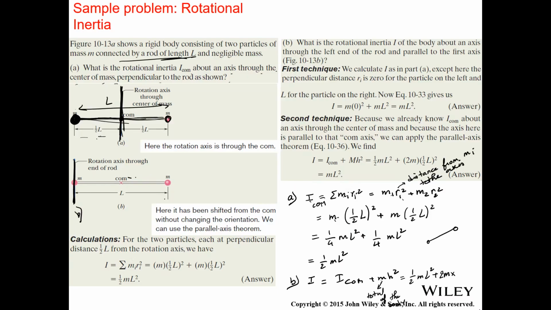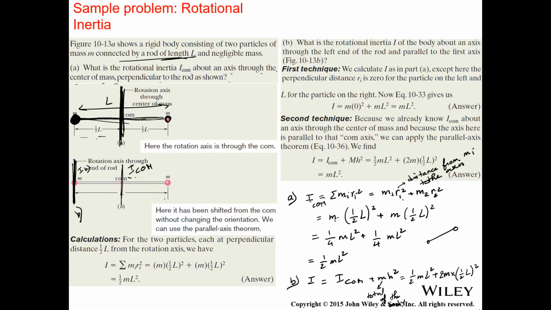And what is the distance between the two axes? My first axis is here. My second axis is here. So this is my first axis. This is I COM. It is the rotational inertia around an axis passing through the center of mass. And this is I of part B, which I don't know, I'm trying to find. So what's the distance between the two axes? It's half L as well. Excellent. So I'll substitute each by half L all squared.